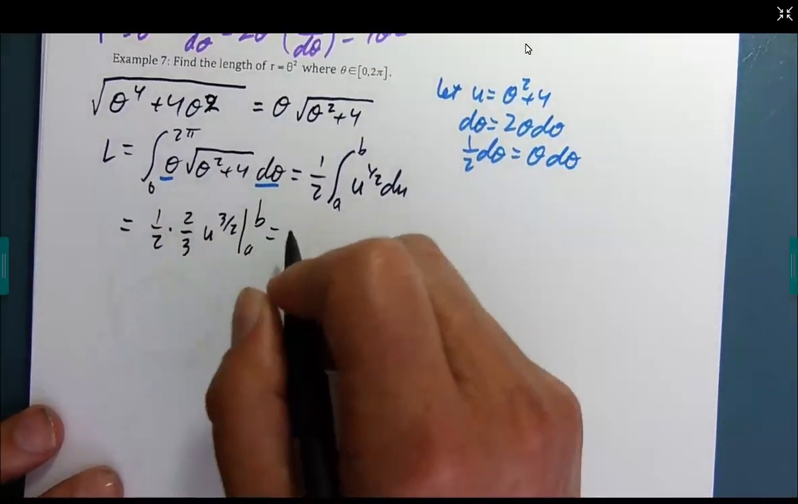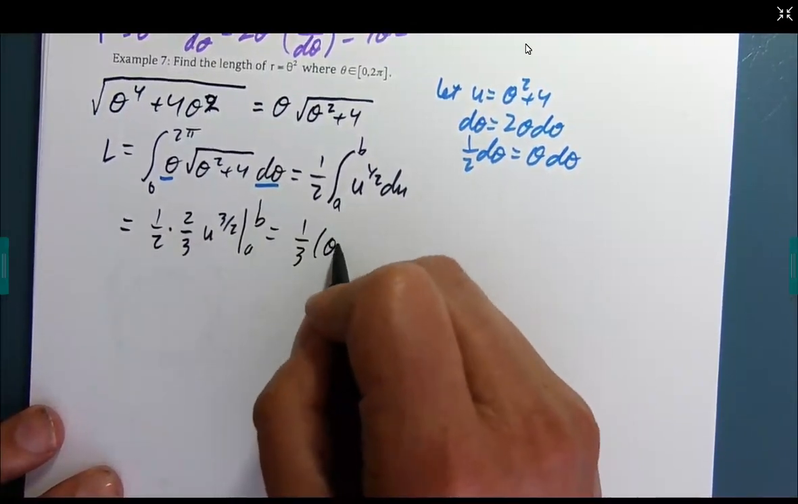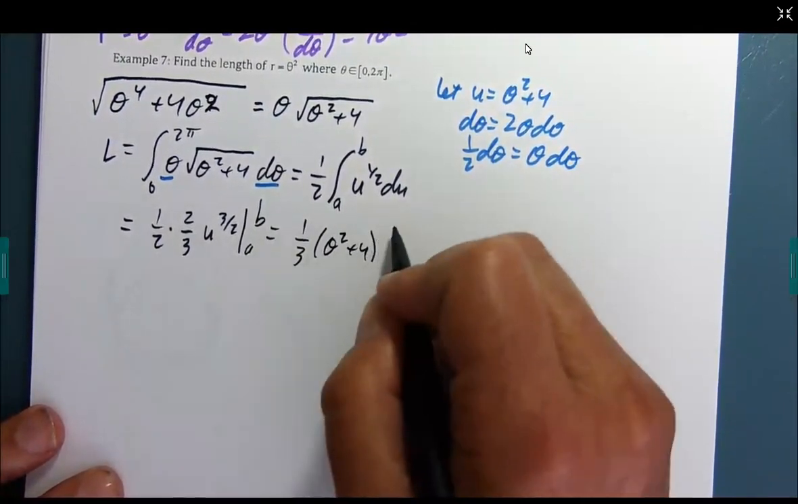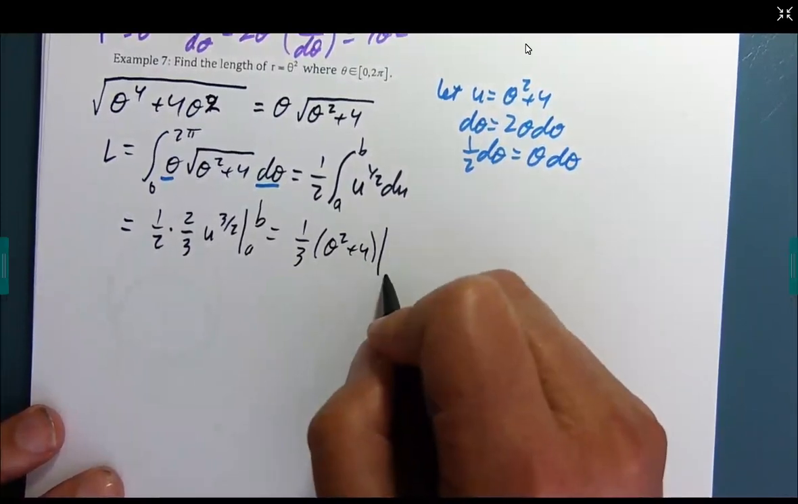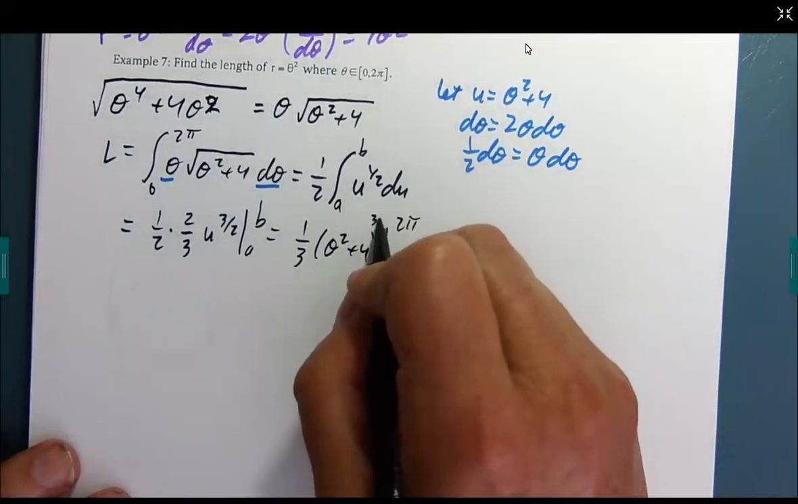And I'm going to convert this back. So this will be 1/3 u, which is theta squared plus 4 from 0 to 2 pi. Oop, I forgot the 3/2. 3/2.